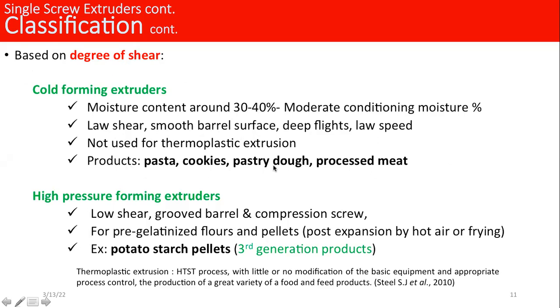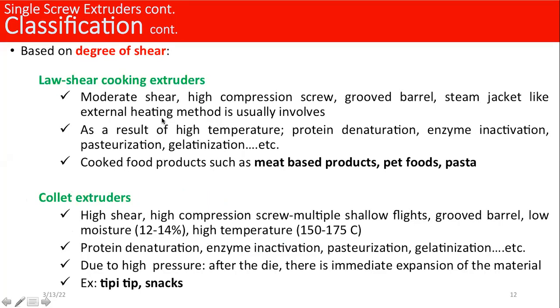Here you can see some examples. Pasta cookies, pasta dough like products we use. To develop this type of products, we use cold forming extruders. If it is a cold forming extruder, temperature also low, shear also low. If it is a high pressure forming extruder, here low shear, grooved barrels, high pressure. If it is high pressure, so we have to use grooved barrel, right? We have to use pre-gelatinized flask and example potato pellet, right? Third generation flask, right? So you can read and understand these things.